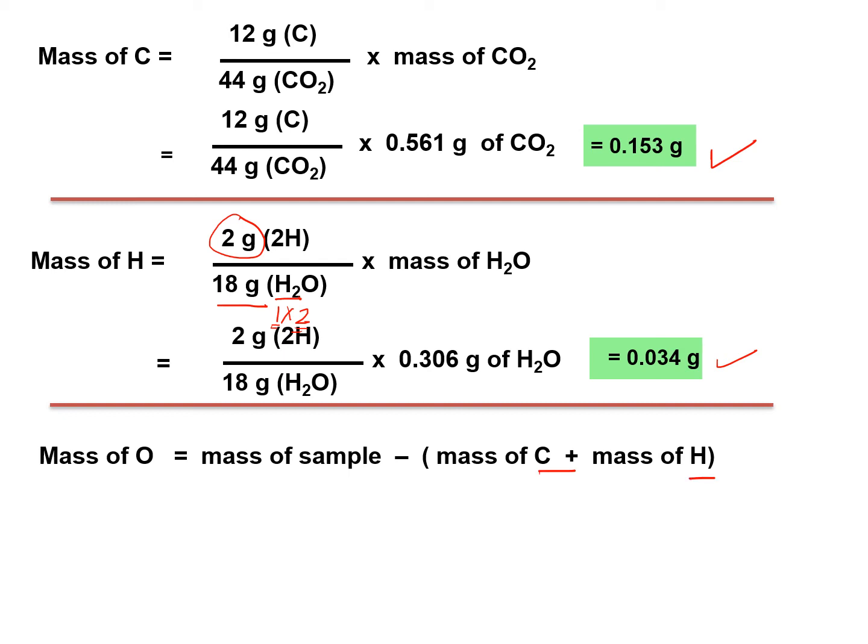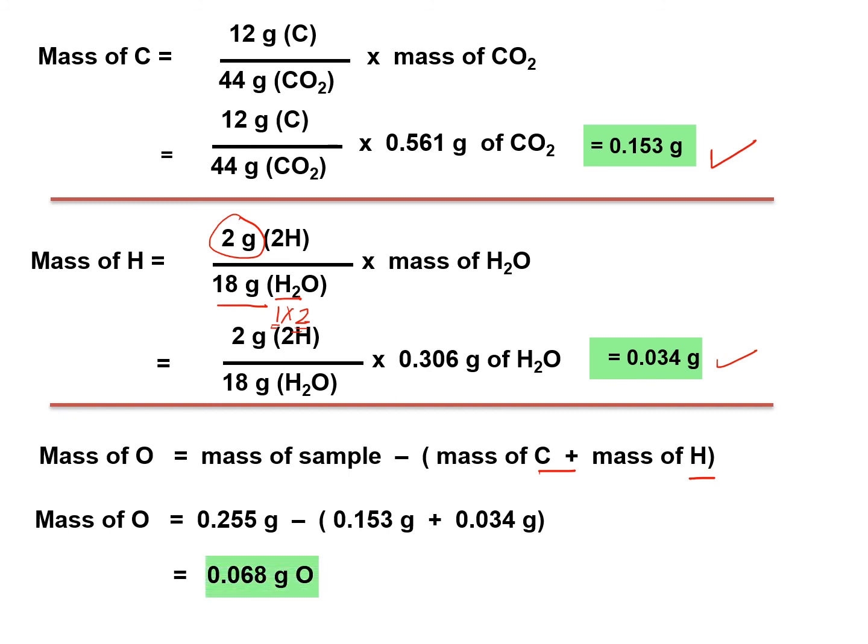So I just remind you, we can't calculate the mass of oxygen from CO2 and H2O because the sample contains oxygen and maybe it mixes with the oxygen gas to produce CO2 and H2O. So the answer I get is 0.068 gram for oxygen. So you can check the answer: 0.255 gram after minus the mass of carbon and hydrogen, the answer must be a positive value.